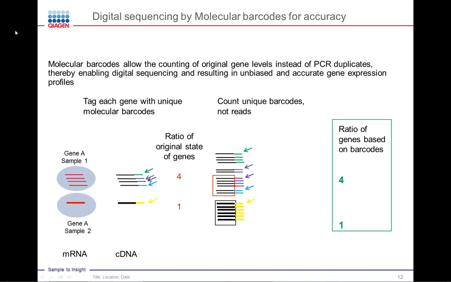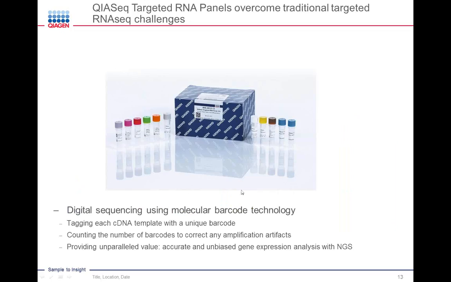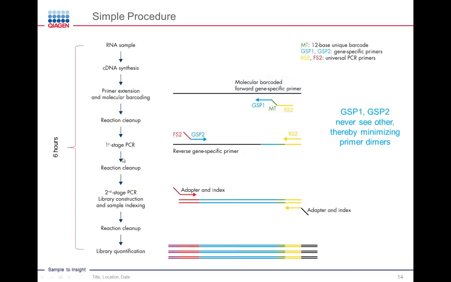How is tagging done? I will show you that in a bit. So when we look at how the QIASeq targeted RNA panels overcome the challenges associated with traditional targeted RNA sequencing approaches, what we basically have done is tag each cDNA template with a unique molecular barcode, and that allows us to overcome the challenges of PCR duplicates and amplification bias. And by tagging each one of these cDNA templates, we're able to count the number of barcodes. By doing so, instead of doing the quantification based on reads, we're doing the quantification based on these unique molecular barcodes.